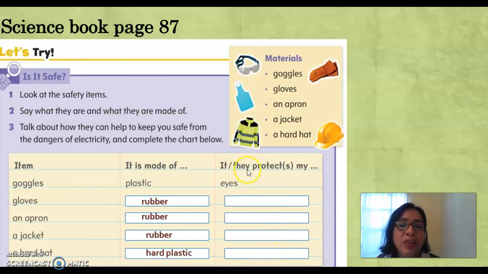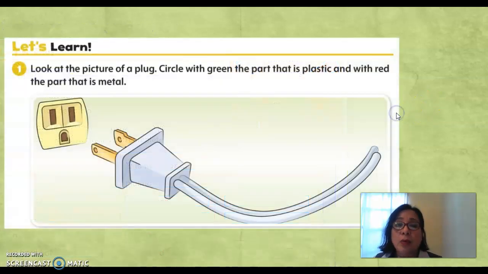If they protect us, it protects my eyes. What part of your body do these things protect, okay? Complete it on your own, please, and when you finish it, try to check that you are correct, okay? After that, we will continue with the exercise.